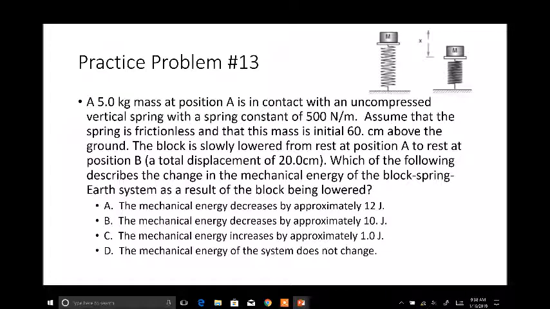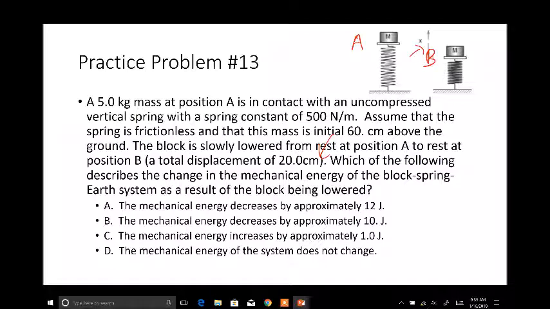All right, so practice problem 13. A 5 kilogram mass at position A, so we'll say this is position A, is in contact with an uncompressed vertical spring with a spring constant of 500 newtons per meter. So the spring hasn't compressed any yet, which means at position A, the system has gravitational potential energy. Then the spring is frictionless. It's initially 60 centimeters above the ground. The block is slowly lowered from a rest position at A to rest position at B. And notice it changes by a height of x, a total displacement of 20 centimeters.